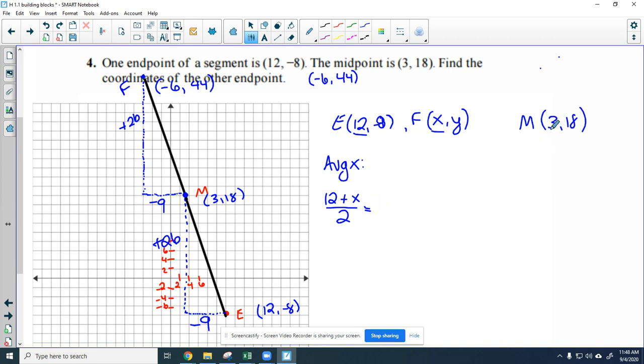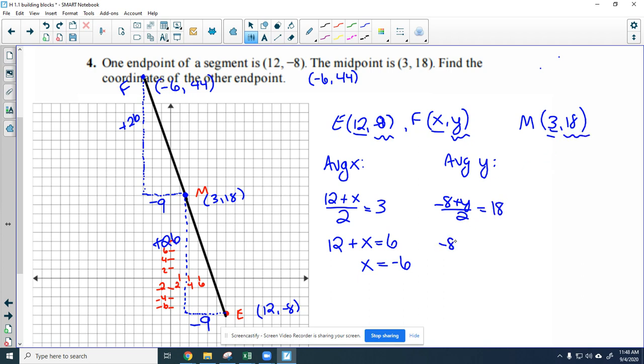Here's the difference this time. I already know that that should be 3. So let's solve for x. Multiply both sides by 2, and then subtract 12 from both sides. I get negative 6. I'm going to do something similar here for my average y coordinate. The average of negative 8 and y, if I was to write that out, would look like this. But again, I already know what that should be. It should be 18. When I multiply both sides by 2, I get 36 on the right, and then I'm going to add 8 to get 44. I get (-6, 44) that way.